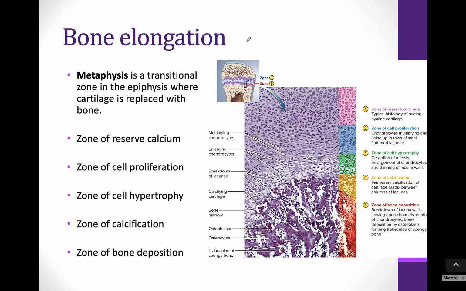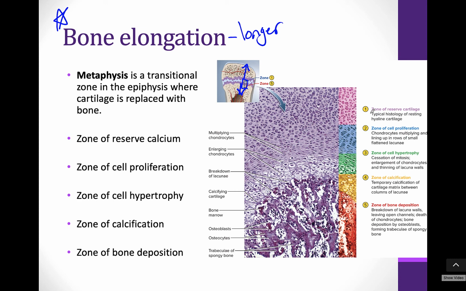So bone elongation is how bones get longer. And what we're going to see is this metaphysis, which is in the epiphyseal plate. And this is going to allow this bone to grow this way and this way. And this metaphysis is made up of 5 zones. I like this slide. This makes a good essay question on the test.